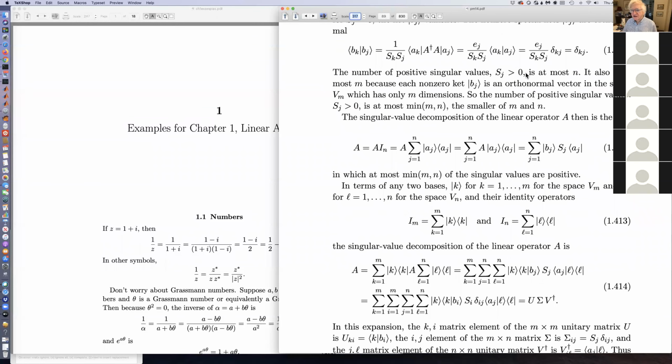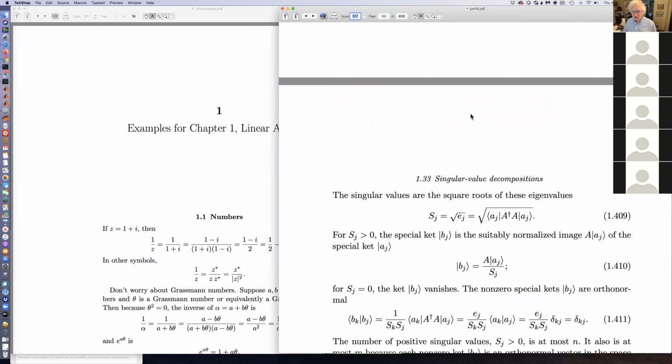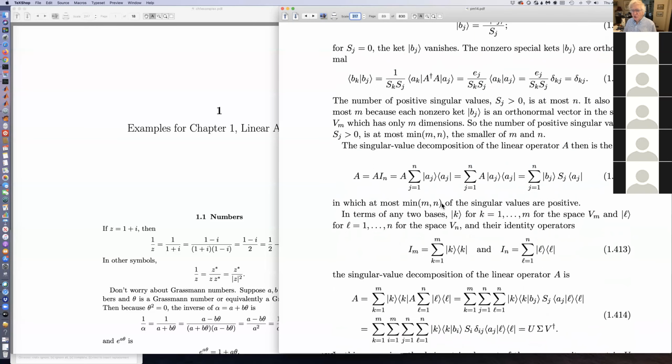The number of positive singular values is at most n, because, and now I've lost track of which one is n, we started with each basis vector in the domain space, and that was n-dimensional, so we can only have n of them. It's also at most m because each non-zero ket is an orthonormal vector in Vm, which only has m dimensions. So the number of positive singular values is at most the smaller of m and n.